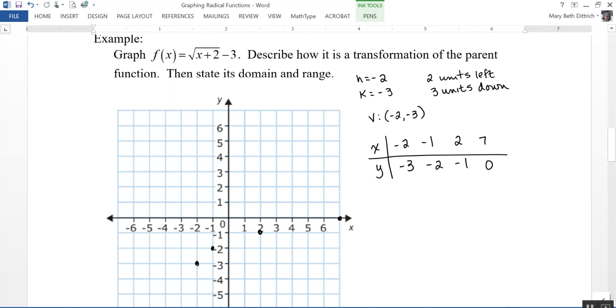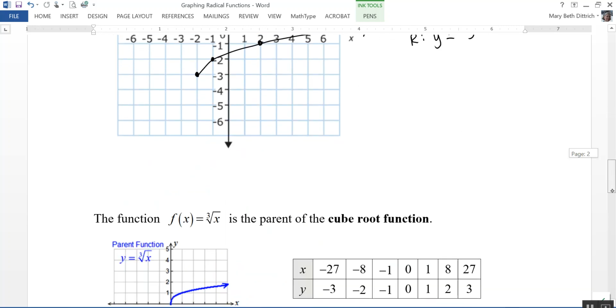And since a is equal to positive 1, it goes up and to the right like that. My domain is x is greater than or equal to negative 2, and my range is y is greater than or equal to negative 3. All of my x values are equal to negative 2 or getting larger, and all of my y values are equal to negative 3 or getting larger as well.